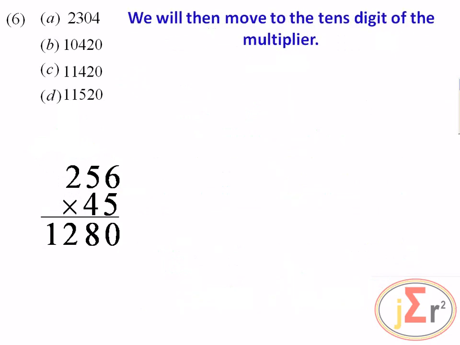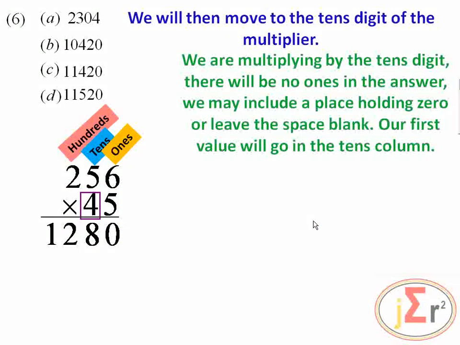We will then move to the tens digit of the multiplier. So we multiplied the 256 by making use of the ones digit of the multiplier. This is the tens digit of the multiplier. So we move to the tens digit of the multiplier. We are multiplying by the tens digit.